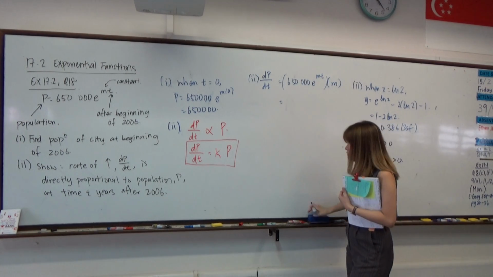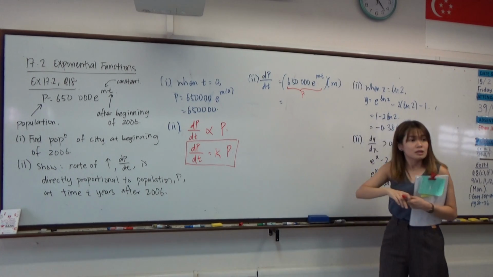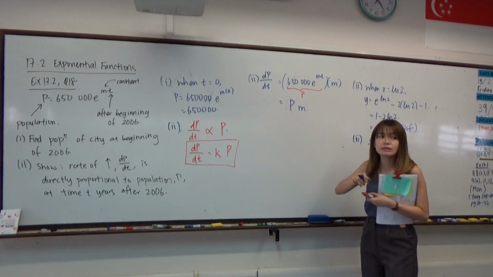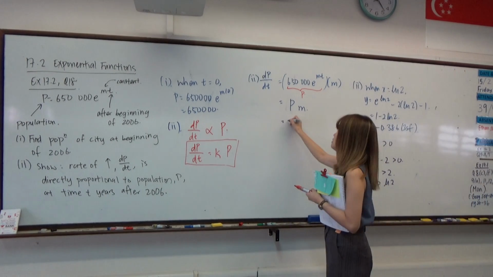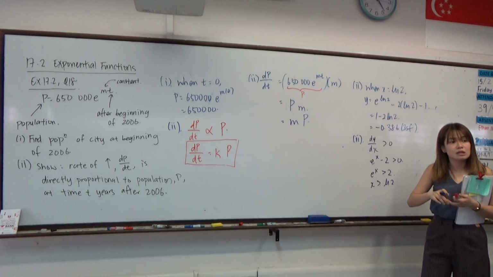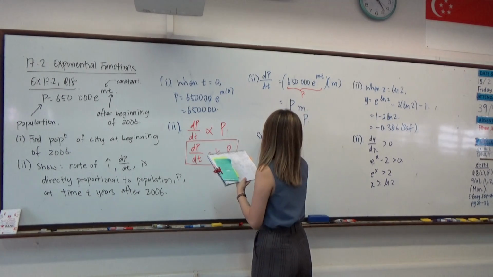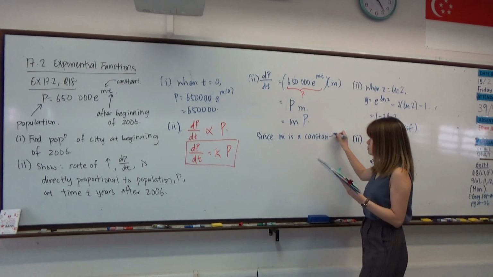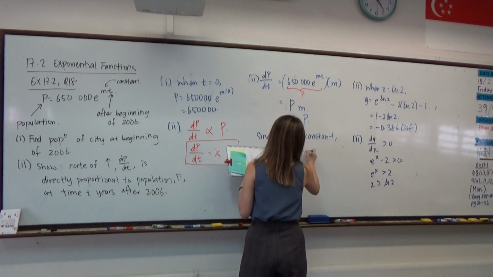And this part itself is none other than P that was originally given, right? So you can do the substitution. That means it is P times m, and m is a constant, so you can also see it as m times P. Since m is a constant, we see that there is a direct proportion. So since m is a constant, dP over dt is directly proportional to P.